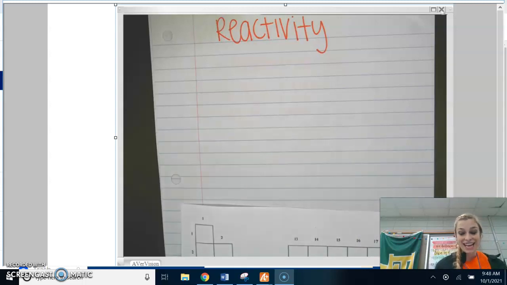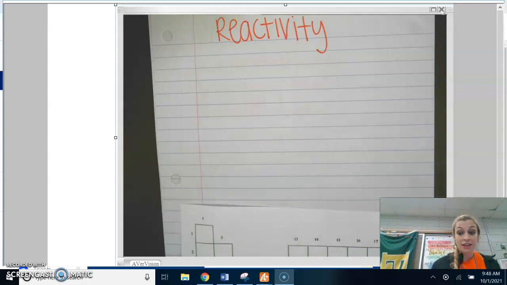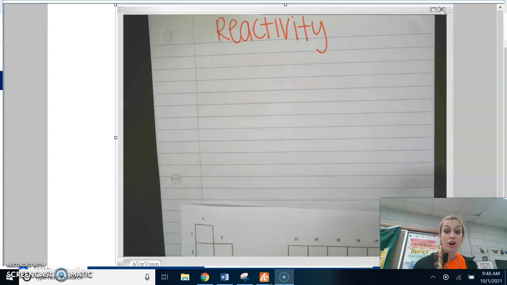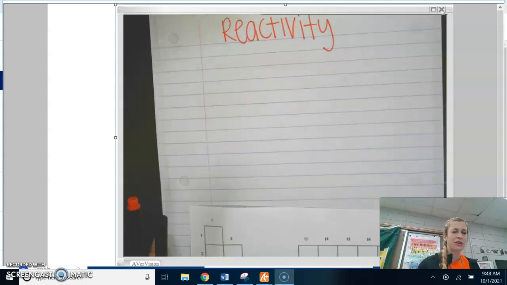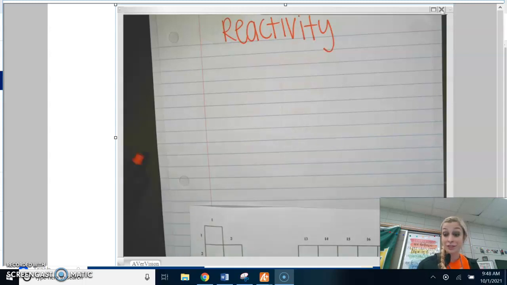All right, today we are taking notes over reactivity. Reactivity is exciting because this is how you know if elements on the periodic table are going to react, like explode, or not. So are they ones we want to use for a chemical reaction or not?